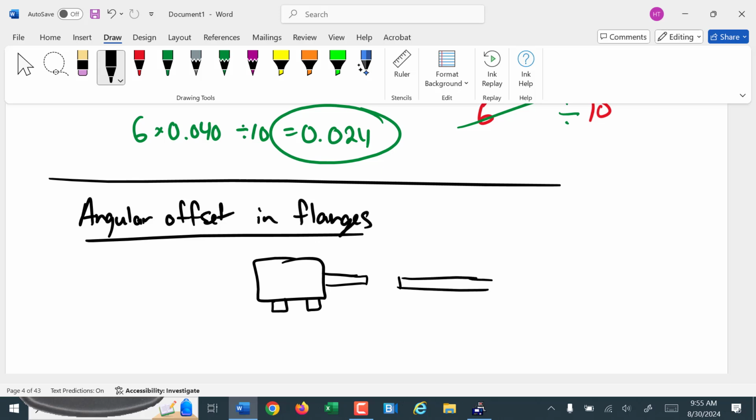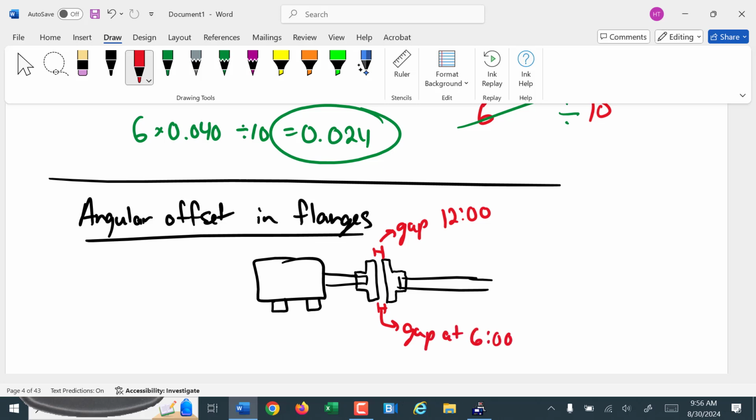What about angular offset and flanges? This is really going to challenge my artistic ability. So if we have our shafts aligned, we still have to connect them somewhere. One of the devices that we connect them with is a flange. So preferably, those two flanges, once we have them on the shafts, the gap, this is called the gap at 12 o'clock. Just like a clock, it's the gap at the top.